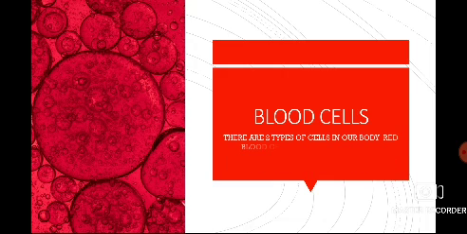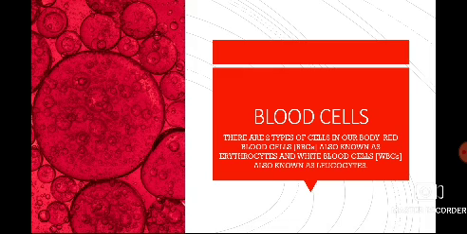Our first topic is blood cells. There are two types of cells in our blood: red blood cells, RBCs, also known as erythrocytes, and white blood cells, WBCs, also known as leukocytes.